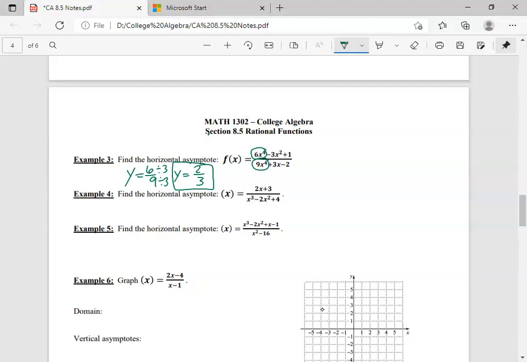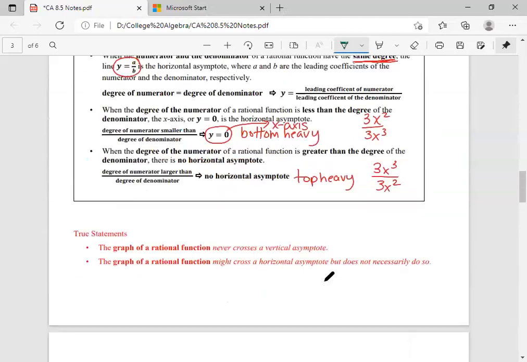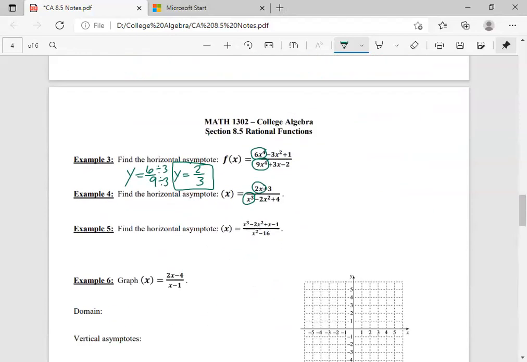The highest power exponent I see on an x here is 2x to the first power. The highest power I see on this one is going to be this x to the third. Are those the same powers? Is this top heavy or bottom heavy? Okay, if it is bottom heavy, then we want to go back and make sure that we're using the right rule, because it tells you right here, if it's bottom heavy, oh, you have a horizontal asymptote at y equals 0 or the x-axis. So y equals 0, which is the same thing as the x-axis. You have a horizontal asymptote there because this is bottom heavy.